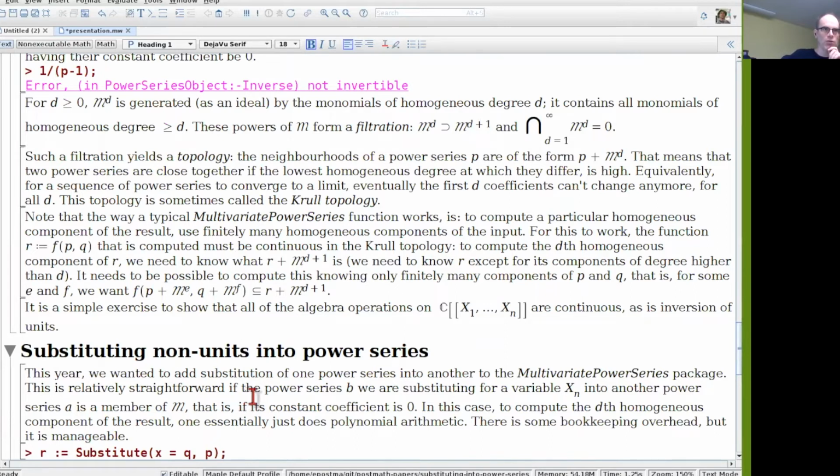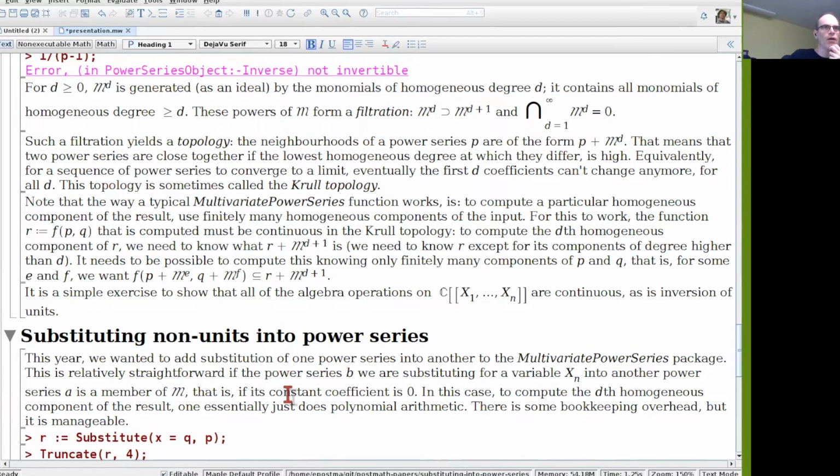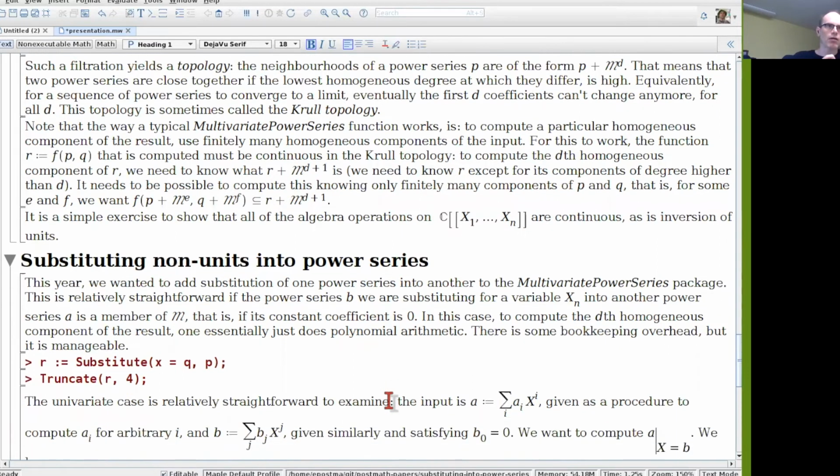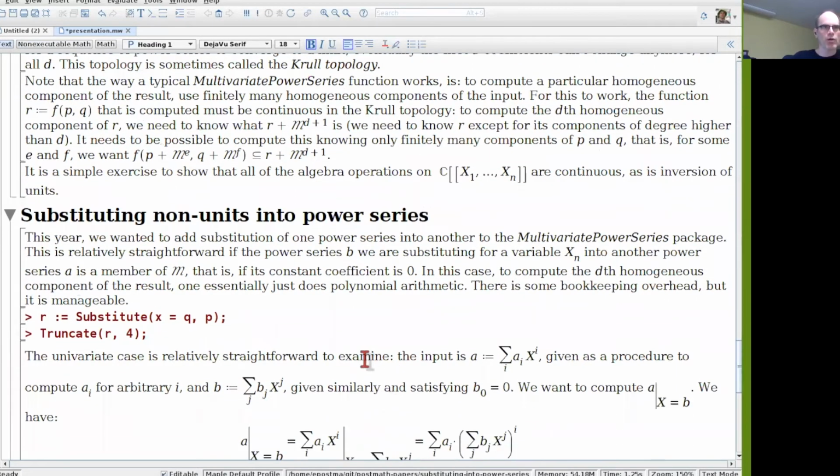If the power series we are substituting for a variable into another power series is a member of M, that is, if its constant coefficient is 0, then if you want to compute the dth homogeneous component of the result, it's basically polynomial arithmetic. There is some bookkeeping overhead, but that's the idea, at least from a mathematical point of view.